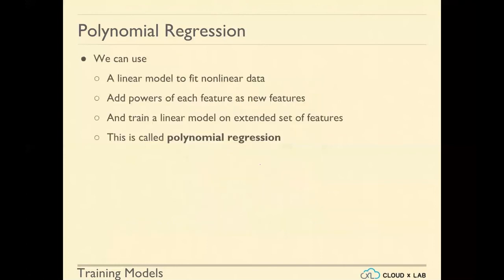We can use a linear model to fit nonlinear data. What we are going to do is add powers of each feature as new features and train a linear model on the extended set of features. This is called polynomial regression. All we are going to do is generate a lot of features by applying all kinds of powers, and then let it figure out the model.